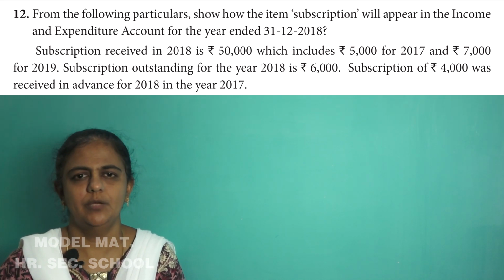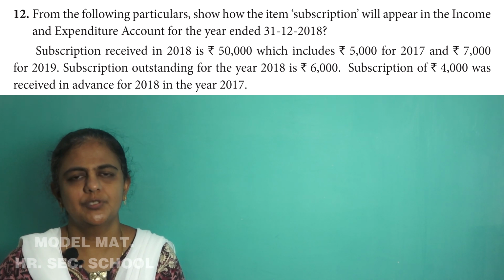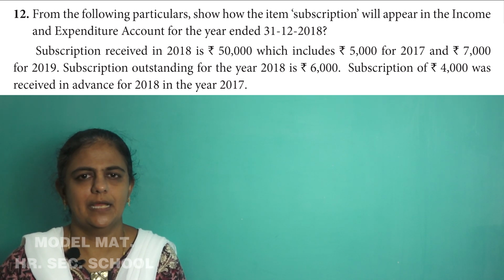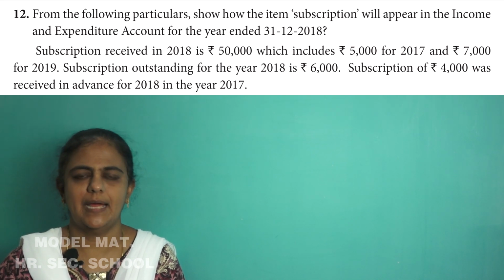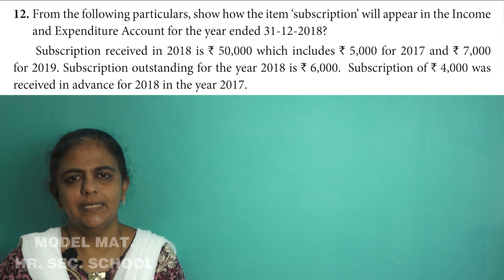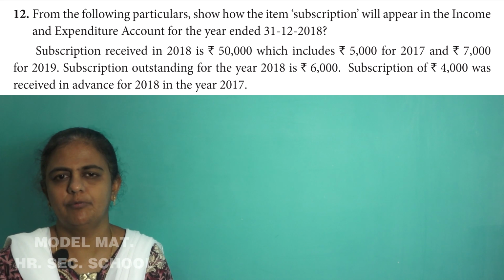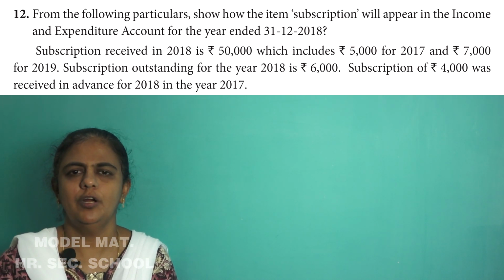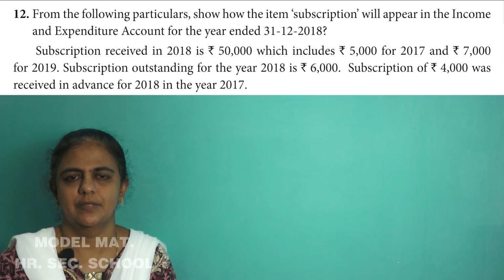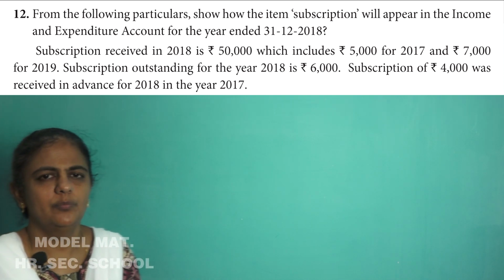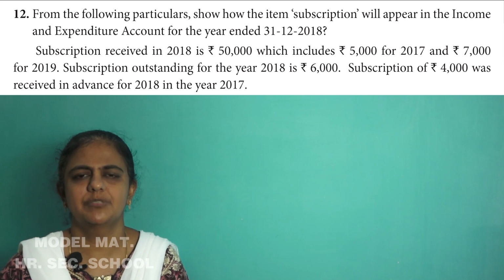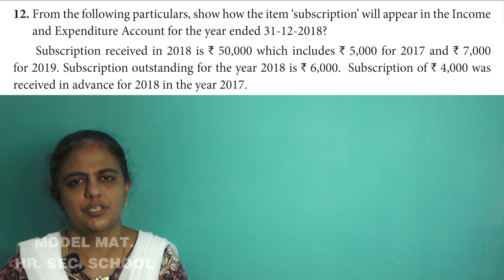And then what is the other thing you have to keep in mind? Items which are related to the current year alone should be taken. Items which are related to the previous year and subsequent year, that is the next year, should not be shown in the income and expenditure account. Is it clear? So we have to give a special treatment for those type of items. Okay. So now what is asked in the question? You have to show how subscription will appear in the income and expenditure account.